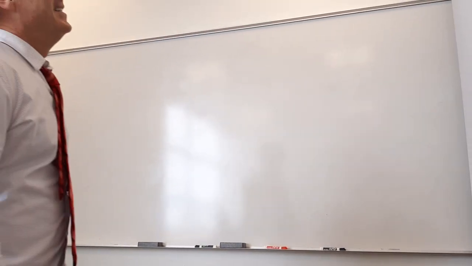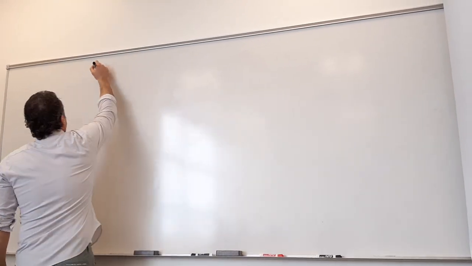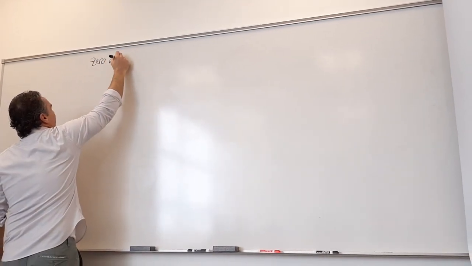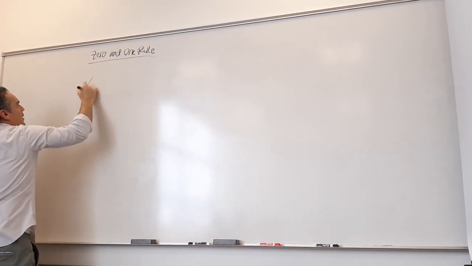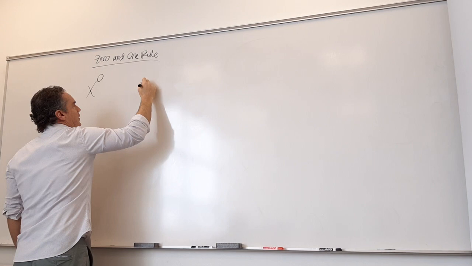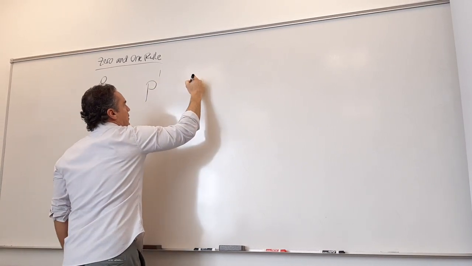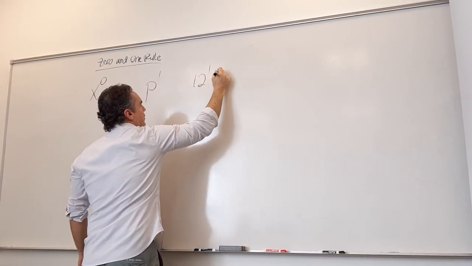Yeah. All right. 0 and 1 rule. Read the problems to me quickly. X to the 0. Next one. P to the 1. 12 to the 1st times 12 to 0.